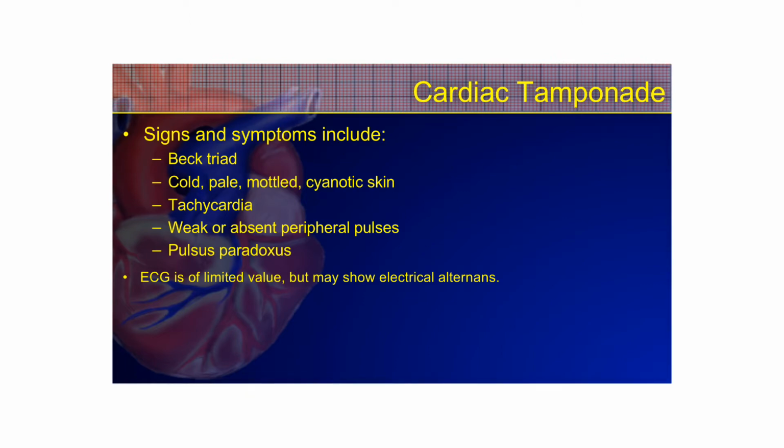All right, and then an EKG is of limited value, but it may show electrical alternans. Electrical alternans is that small QRS, large QRS, small QRS, large QRS. Just pretend that's a QRS, even though it was flat on top. So little, big, little, big, little, big. That's electrical alternans. So this would be more like this. That was my mistake. Let's fix that. And that's a sign on an EKG indicating cardiac tamponade. It's, like I said, of limited value.